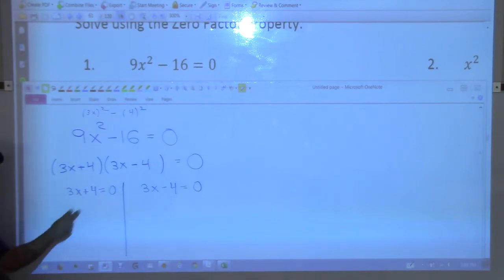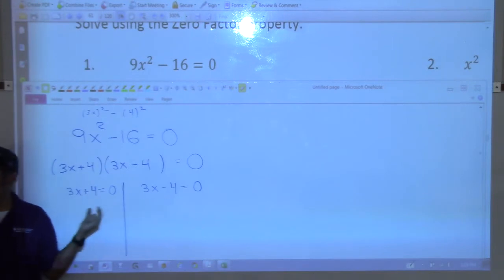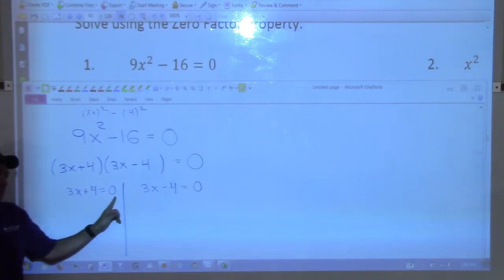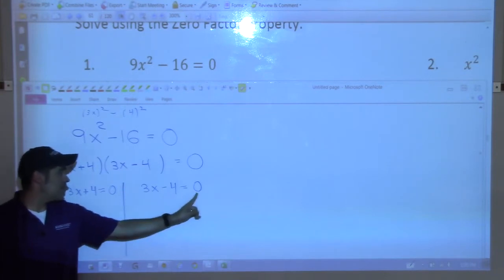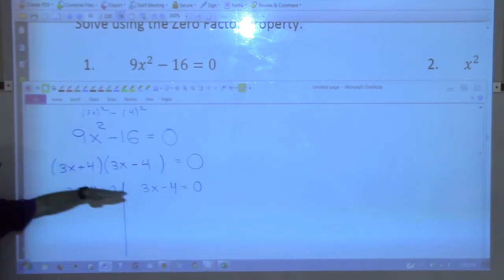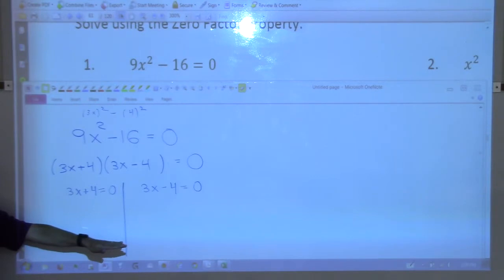And now these equations that we're left with are linear equations, which are things we should be able to solve at this point. You move your 4 over by subtracting it on both sides and then divide by 3. Here you move the 4 over by adding it on both sides and then divide by 3. So I'm going to trust that you could get from there to the answers.